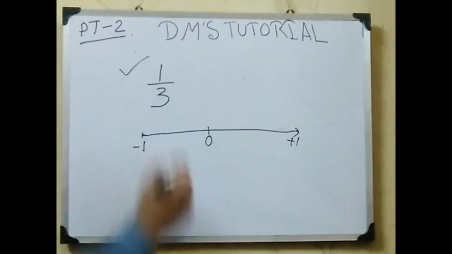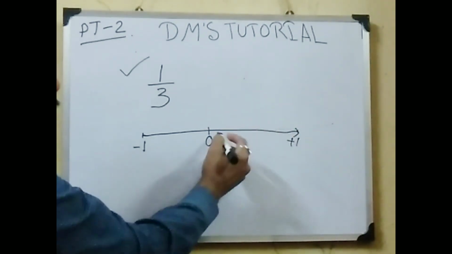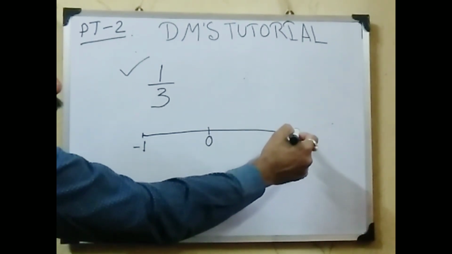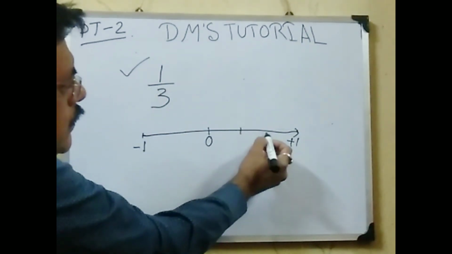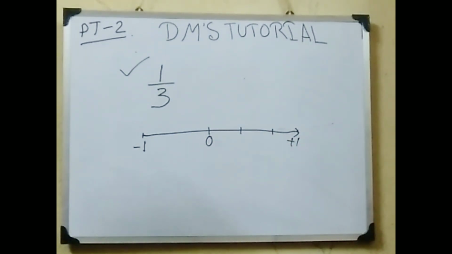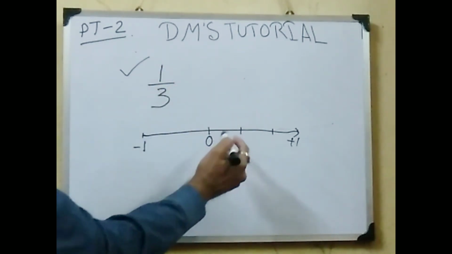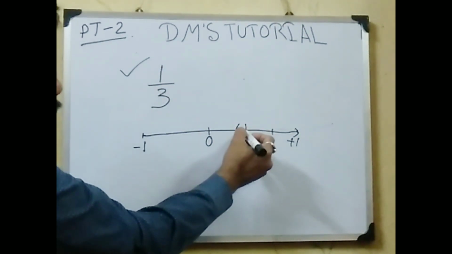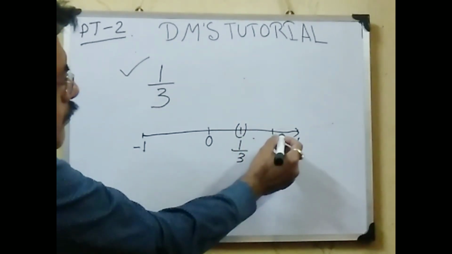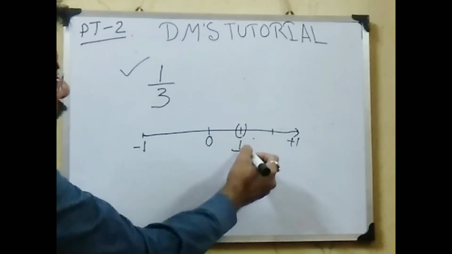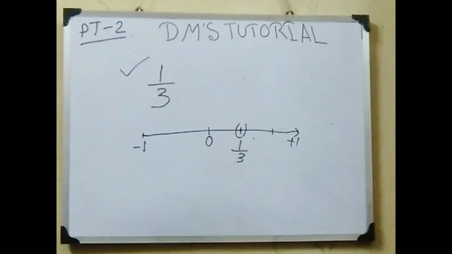As this is a positive figure, 1 by 3 is a positive number, so we will go towards that side. The interval between 0 and plus 1 should be divided into 3 equal parts. So what does it mean? 1 out of 3. This is the point, first part. Out of 3 equal parts, 1 part is taken. So 1 by 3 is the point taken here.